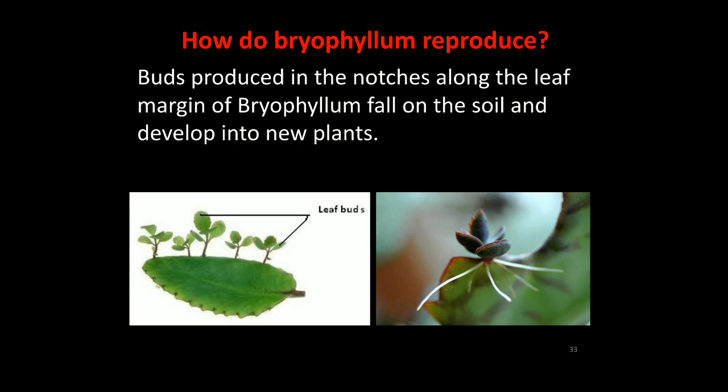Brahma Kamala, we call it bryophyllum, the flower comes from the leaf. Buds produced in the notches along the leaf margin of bryophyllum fall on the soil and develop into new plants.